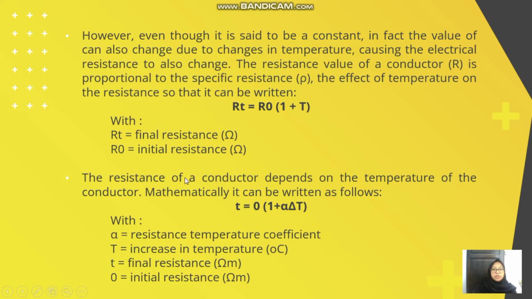The resistance of a conductor depends on the temperature of the conductor. Mathematically, it can be written as follows: rho T equal rho 0 times 1 plus alpha delta T. Alpha is the resistance temperature coefficient, and then delta T is the temperature increase in degrees Celsius, and then rho T is the final resistivity in ohm meter, and then rho 0 is the initial resistivity in ohm meter.